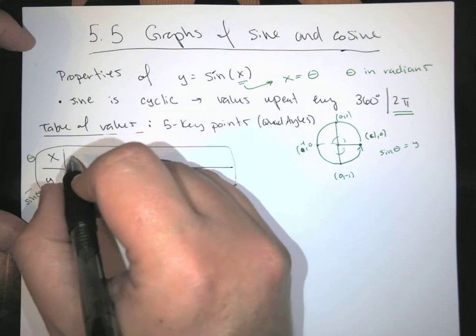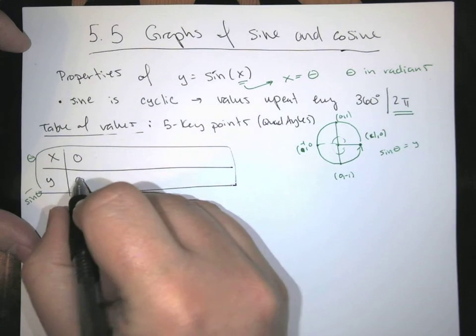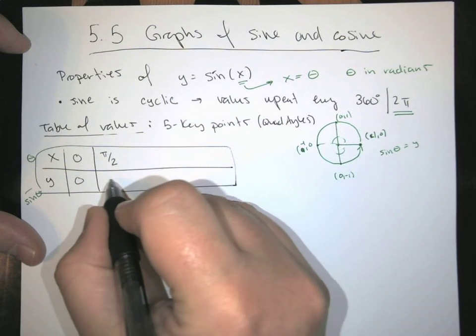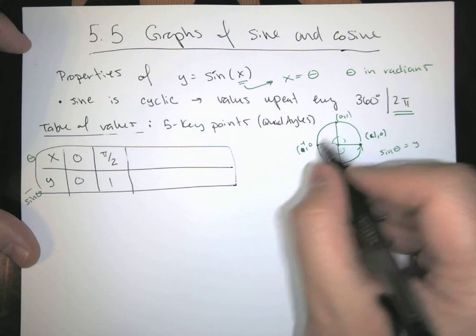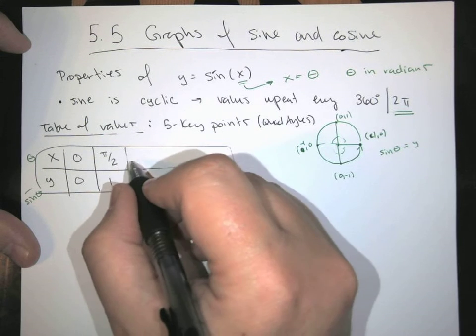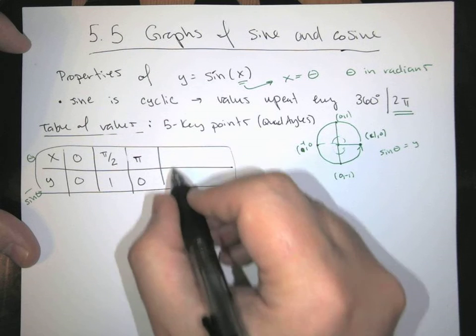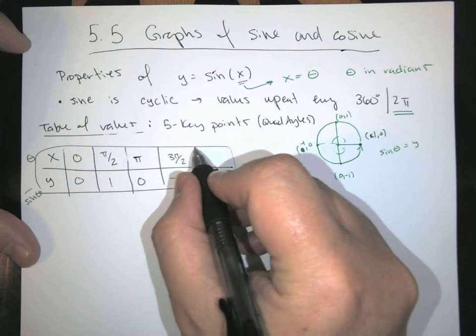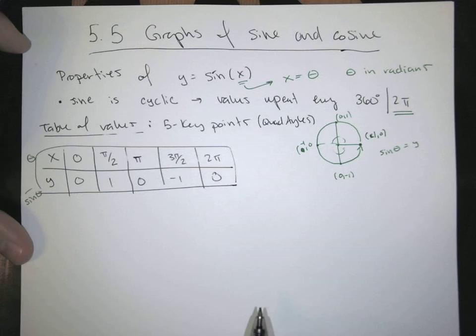So when the x value is 0, our y value is 0. Just pulling these right from the unit circle. When the angle is 90 degrees, pi over 2, the y value is 1. When we're at 180, we're going up and then back down to 0. So that's going to be pi in radians. So that's back down to 0. When we're straight down, 3 pi over 2, the y value is negative 1. And if we go all the way back around to 2 pi, back where we started, we're going to be back at 0.